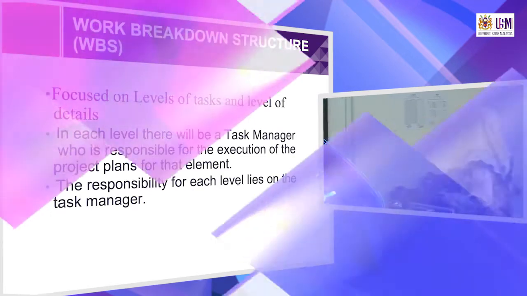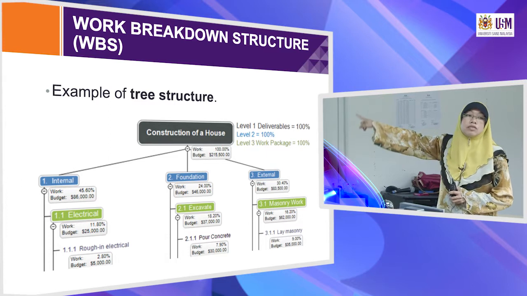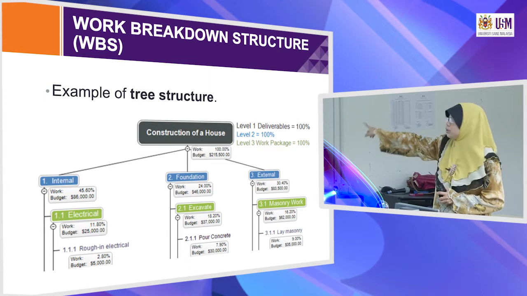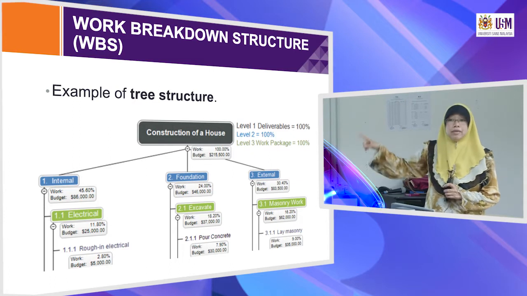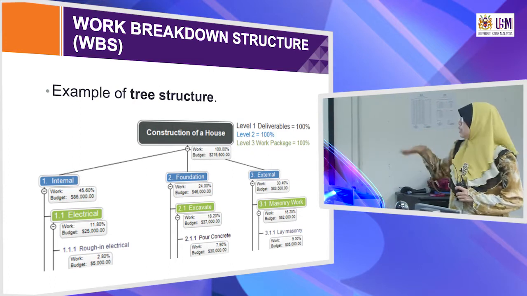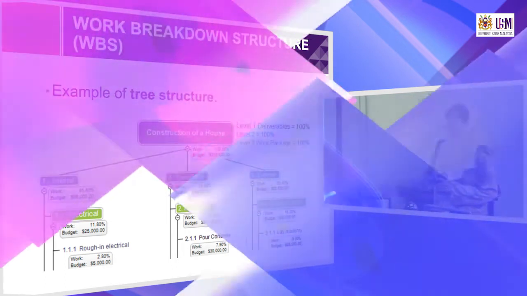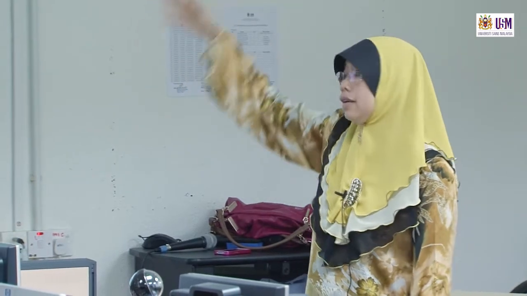So WBS focuses on levels of tasks and levels of detail, as you can see just now in the construction of a house. The first level would be the construction of a house. That's the main level. And then we have the blue one, level 2, which is the internal, foundation and external. That's the second level. Then we break down the level into the green one. Level 3 will be the electrical, excavate and machinery work. So the levels are hierarchical: from the main, big focus of the project, and then we go to the smaller levels.